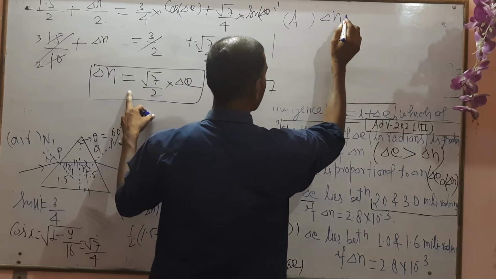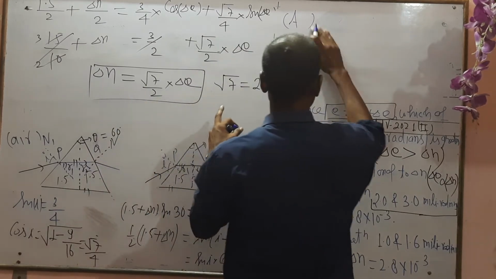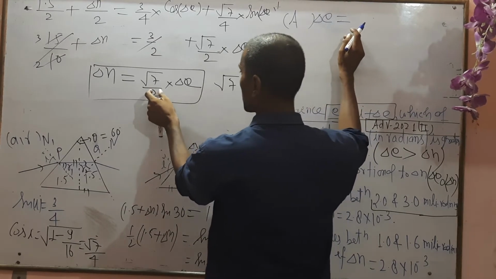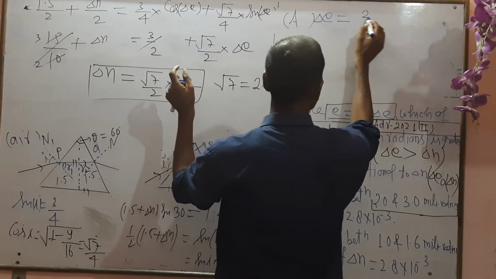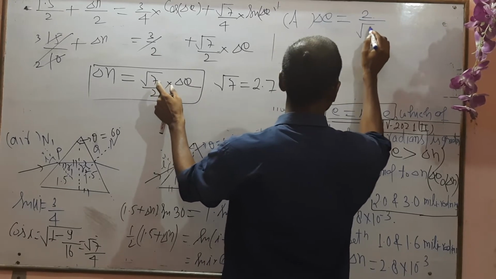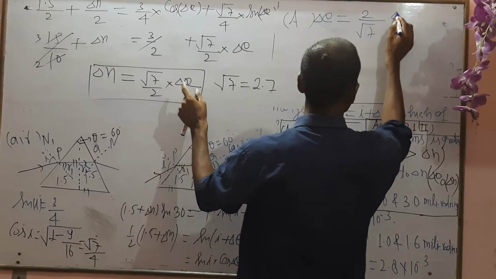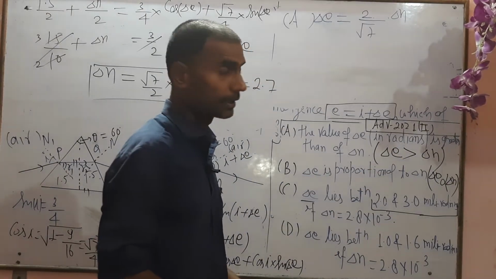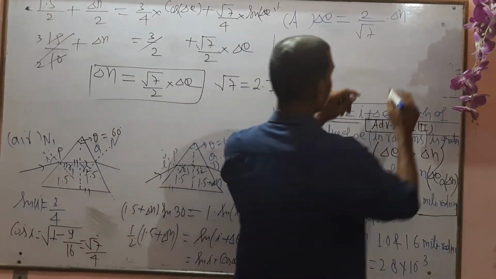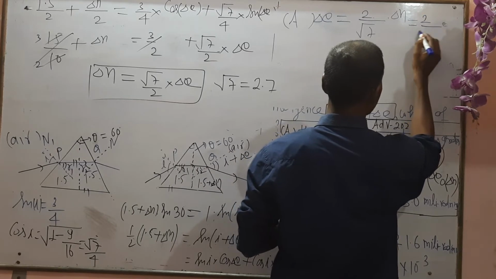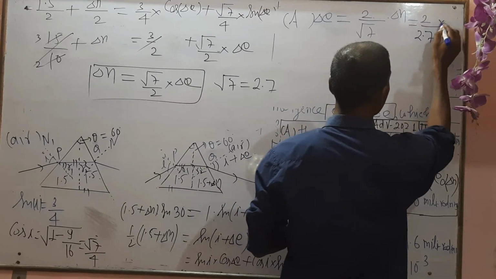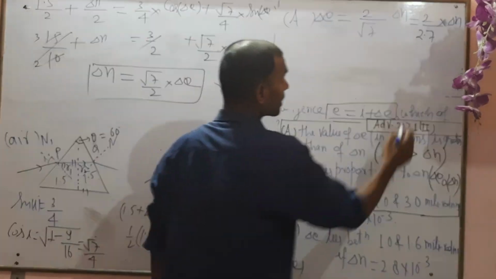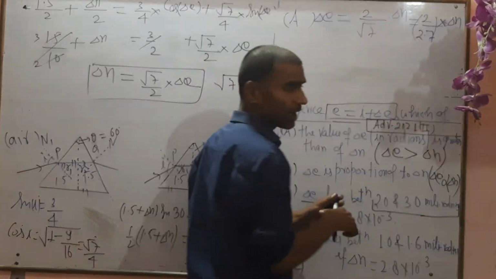Delta N, or we can say delta E. Delta E is what? This is the shifting of the 2 to the left-hand side. This is 2 divided by root of 7, into delta N. So is delta E greater than delta N? Root 7 is what? Root 7 is 2.7, into delta N.